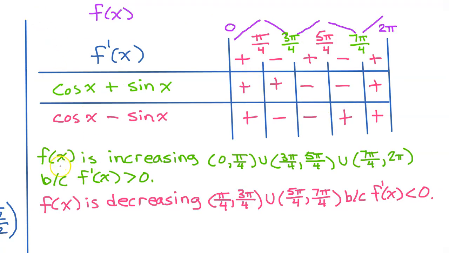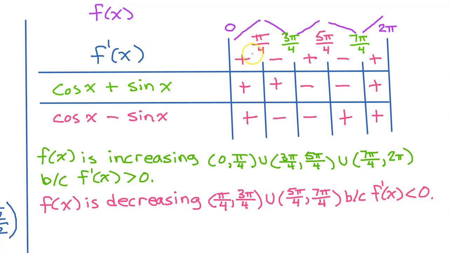So we can say, with a deep breath, f of x is increasing from 0 to pi over 4, and 3 pi over 4 to 5 pi over 4, and from 7 pi over 4 to 2 pi, because f prime is positive. F of x is decreasing from pi over 4 to 3 pi over 4, and from 5 pi over 4 to 7 pi over 4, because f prime is negative.